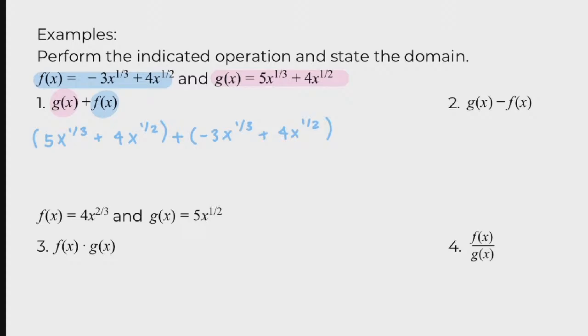Then we're going to see if we can combine anything. So we have an x to the 1/3 here and here. So we can combine those, and that would become 2x to the 1/3. And we also have x to the 1/2 here and here. So that'll be plus 8x to the 1/2. And we can't combine these because the exponent for the x is different, so this would be the final answer.